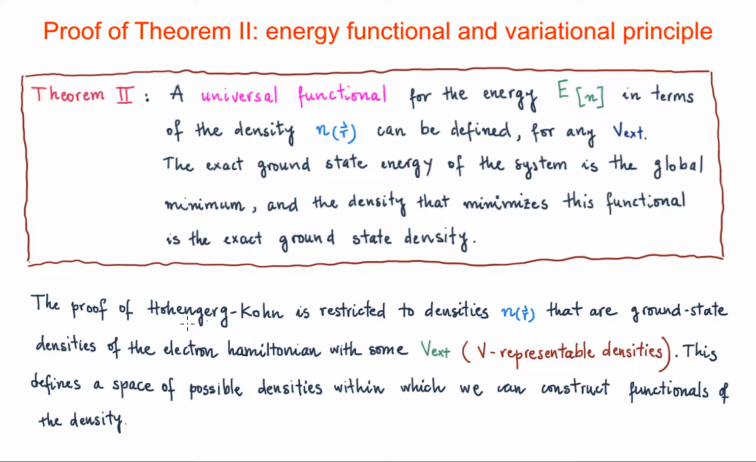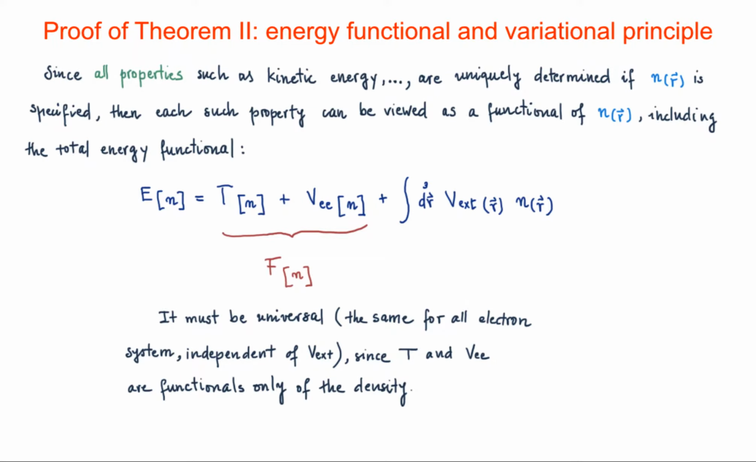Hohenberg-Kohn theorem, the proof that I developed, is going to be very simple. It's restricted to electronic densities that are ground state densities of the electronic Hamiltonian with some external potentials. And those densities are called V-representable densities. This defines a space of possible densities within which we can construct functionals of the density. So how are we going to derive that proof? That's actually going to be really simple.